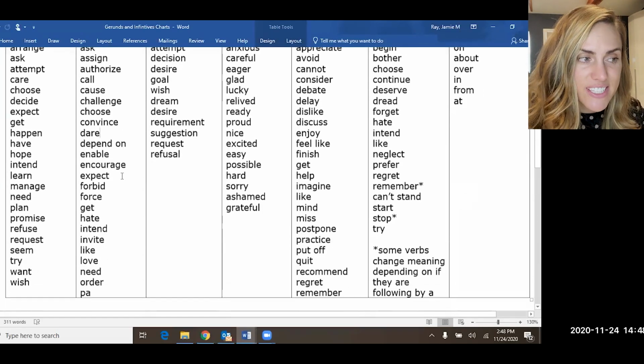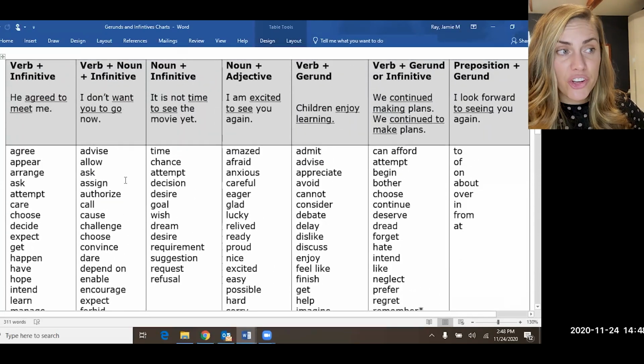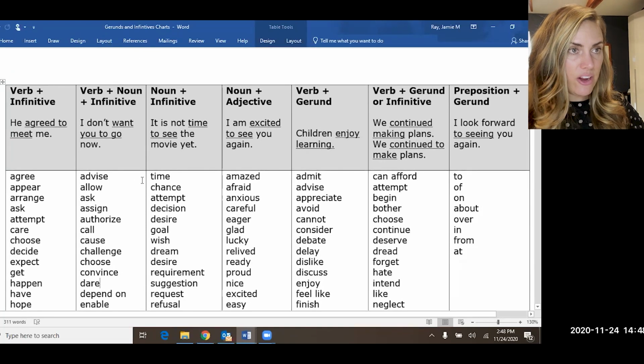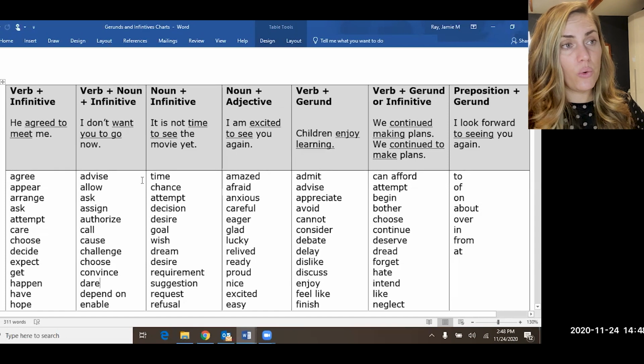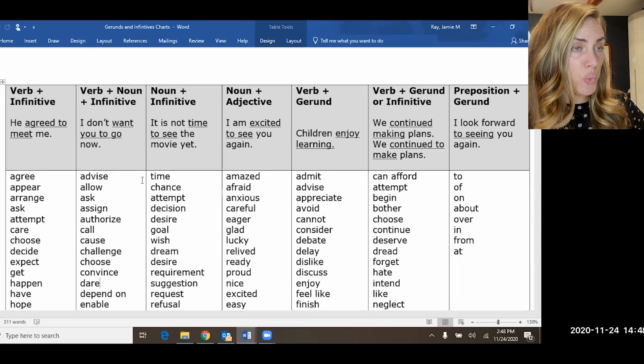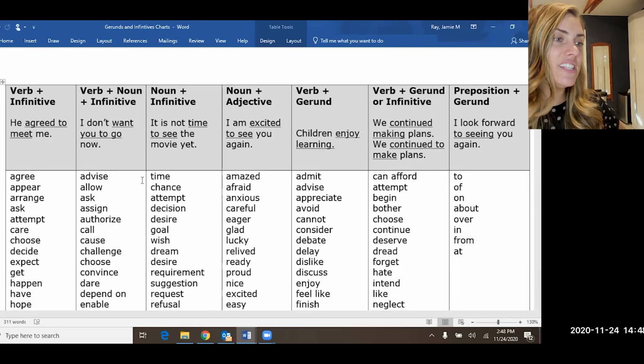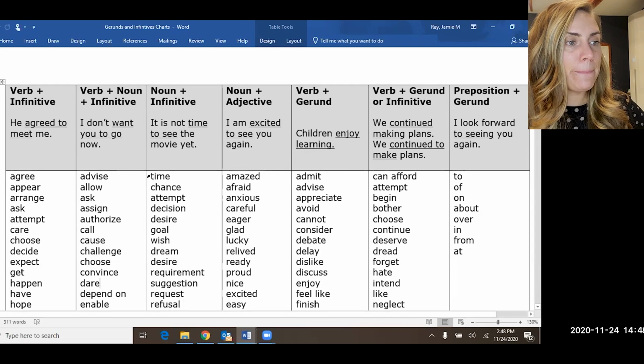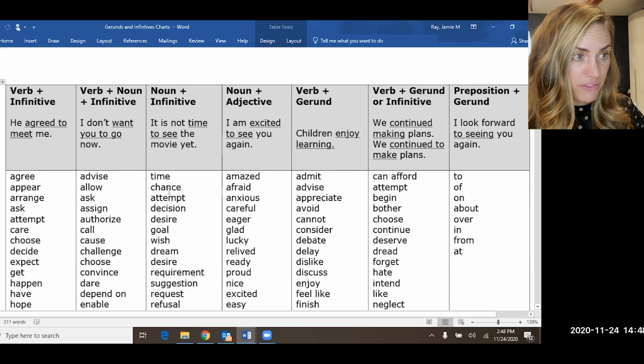So look at this list and kind of familiarize yourself with it so that you can notice an error when you are talking or writing, okay? Which you will make. You will make errors, and that's totally normal, okay? But then you know where to go to find more information.